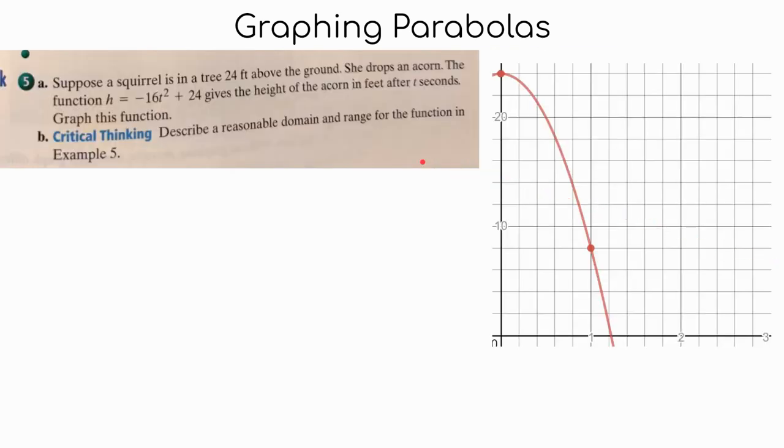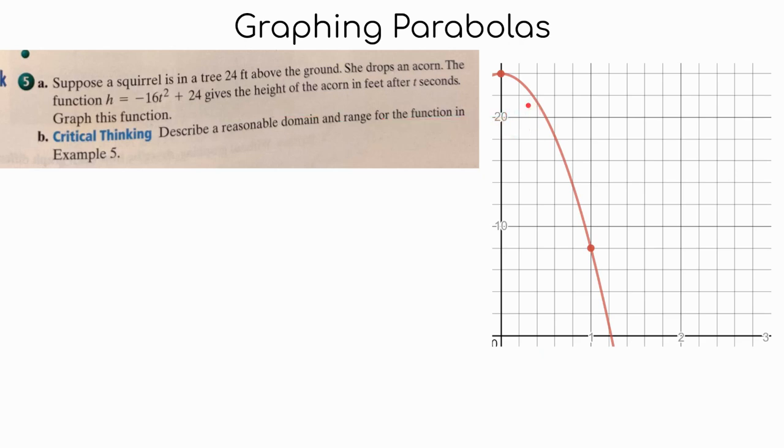Suppose a squirrel is in a tree 24 feet above the ground. She drops an acorn. The function h equals -16 t squared plus 24. The only difference here is the 24, because it's 24 feet and not 30 feet. And like it was in the previous question, it gives the height of the acorn in feet after t seconds. Graph this function. So here's the graph of the function.